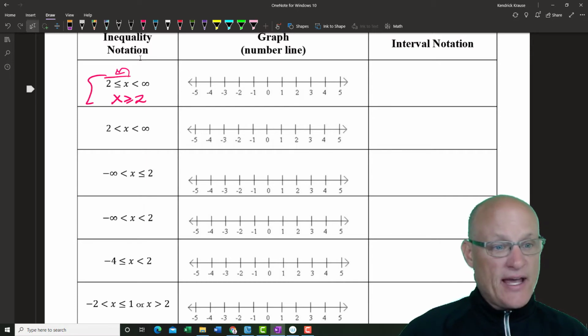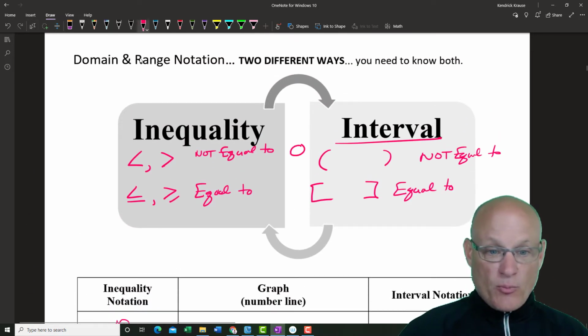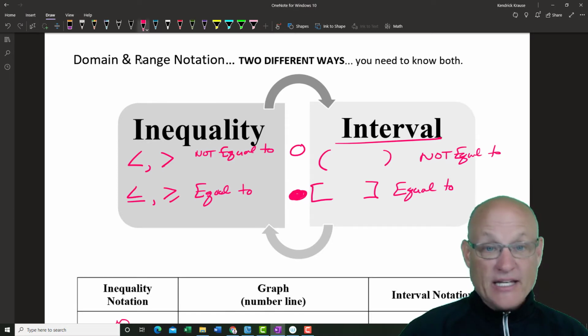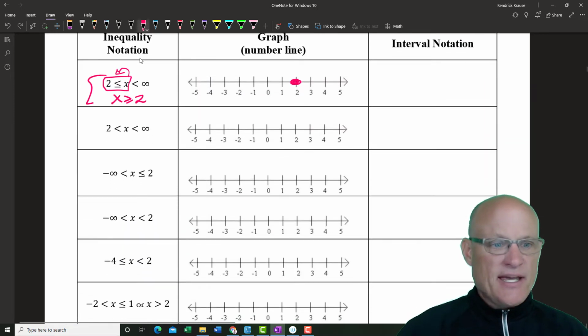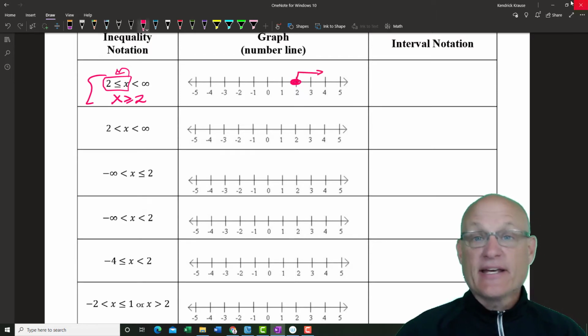So because at 2 I have an equal to, I'm going to put a solid circle. And I should have put that back up here in the notes. So if you have equal to, these are open circles, and these are solid filled in circles. Right? So not equal to have the open circles, closed circles have the equal to. And since x is greater than, I'm going to put an arrow to the right. Now how would I do that in interval notation?